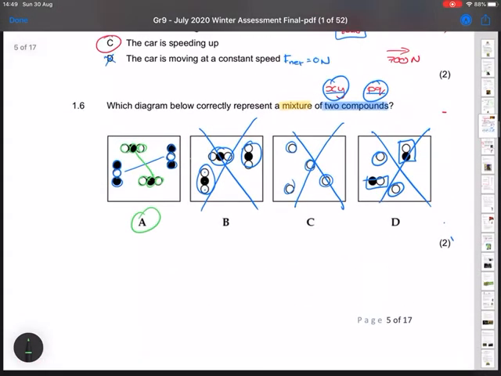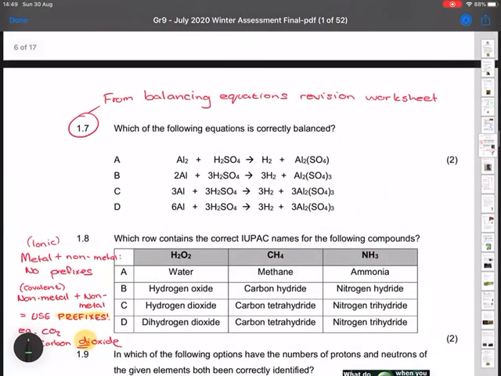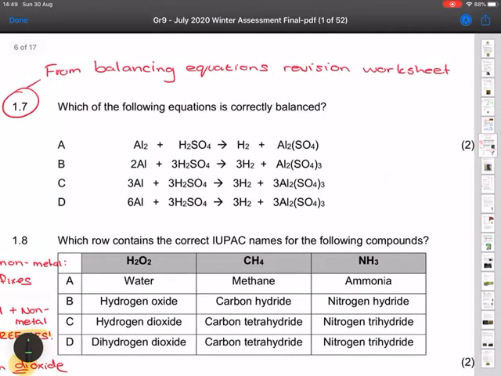So I was testing whether you knew the difference between elements, compounds, and mixtures. This, guys, was directly from your balancing equations revision worksheet. I forget exactly what number, but if you go and have a look on your balancing equations revision worksheet, you will find that exact equation. And you were asked to balance it. For 1.7, the correct answer is B.